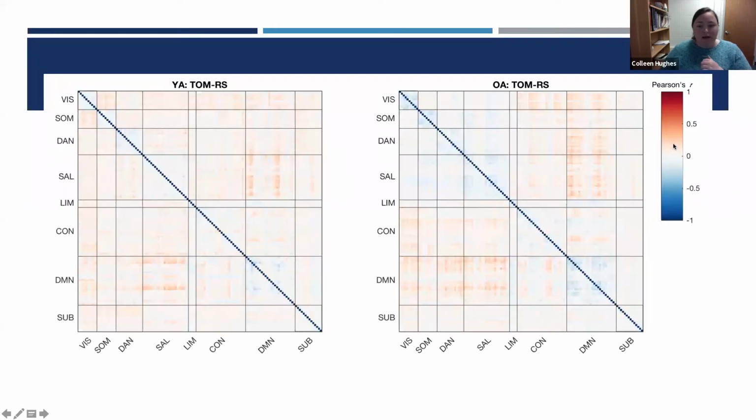And then if you do this across the whole brain, these are the difference matrices. So the difference in correlation values between rest and task for young and for old. So showing in blue here, this is task minus rest. So things within network are stronger at rest, and things between networks are stronger at task. And this is more pronounced because the colors are darker for older adults.